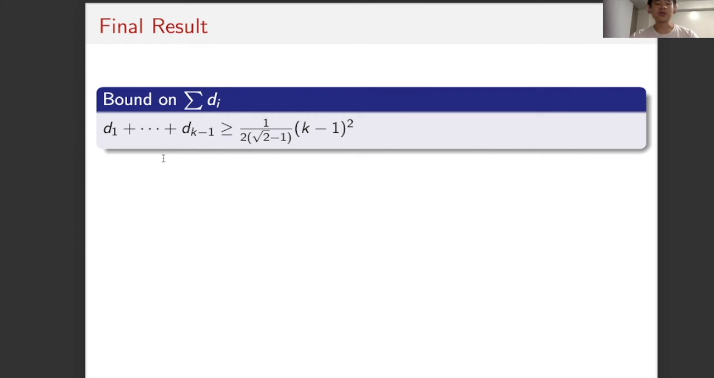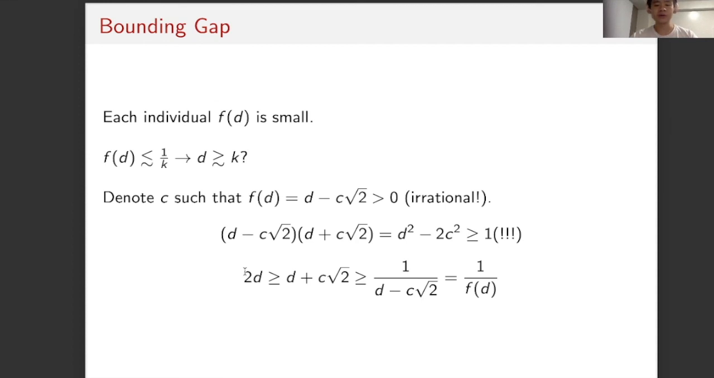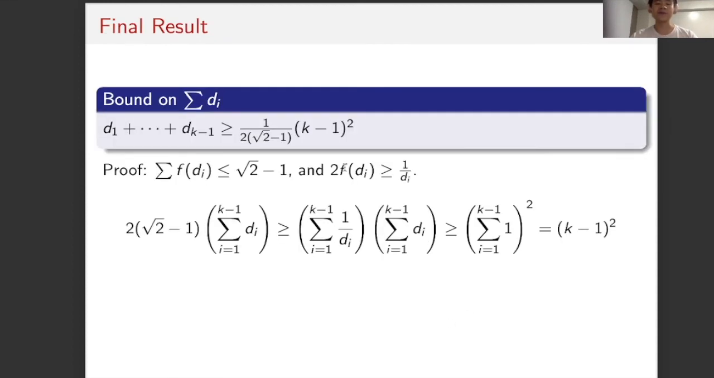So what we want to claim is that the sum d1 plus all the way to d_{k-1} is at least this constant times (k minus 1) squared. So how do we do that? By our previous lemma, we already have that the sum of the functions f, the fractional powers, is at least square root 2 minus 1. And if we rearrange the previous term over here, we do get that 2 times f of di is greater or equal to 1 over di.